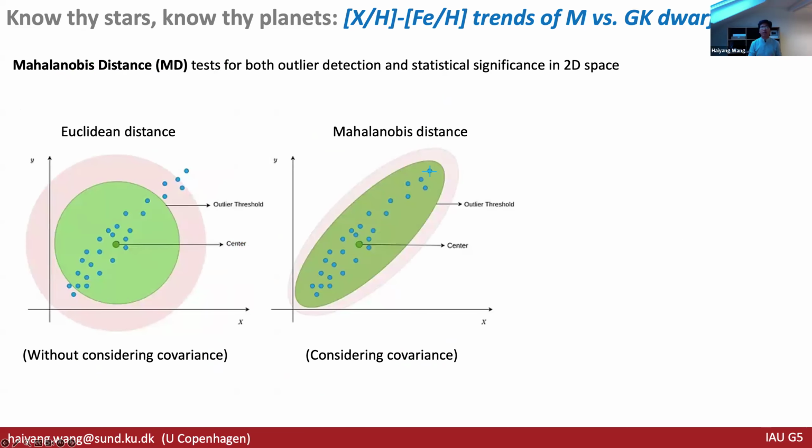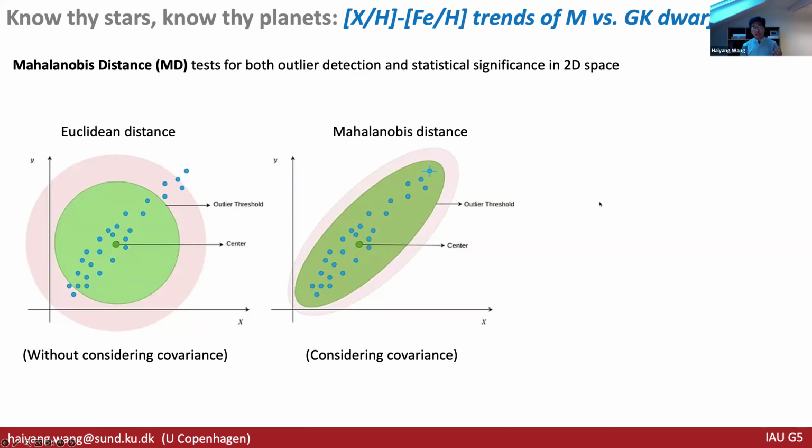The technique that we apply to do this null hypothesis test is the Mahalanobis distance test. I'm not sure if everyone is familiar with this, but the only difference from the Euclidean scenario is that it takes into account the covariance of your parameters, which is the case here, because alpha and beta are correlated with each other. So it's important to take the covariance into account to do such a test.